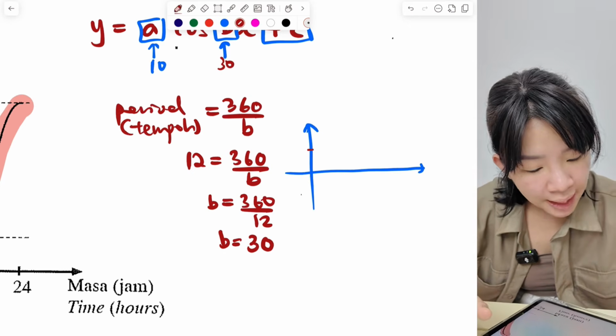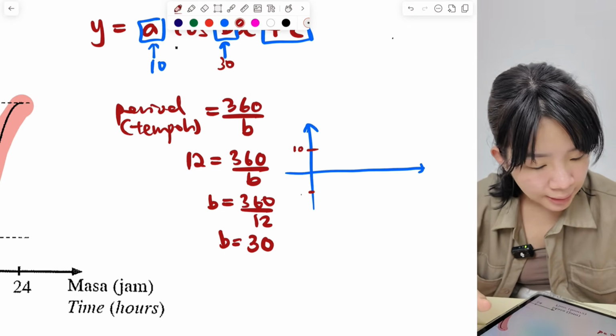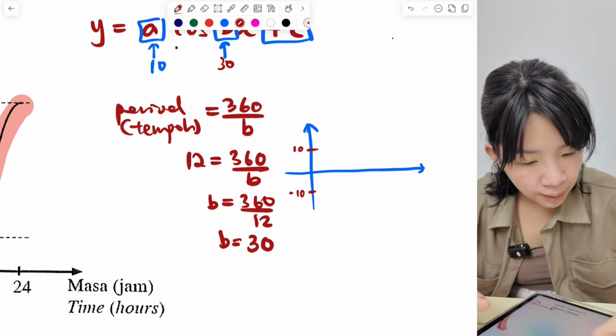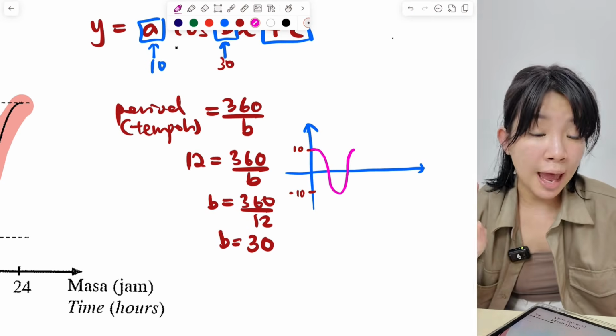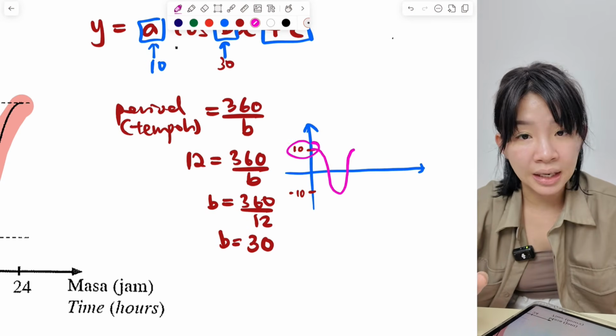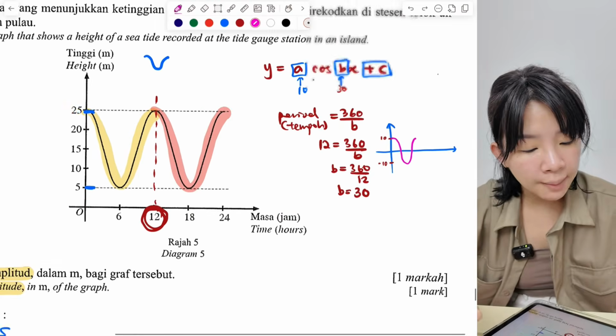So if the amplitude is 10, meaning it should start from 10, then the minimum will be negative 10. It will look like this: go up, down, then go up again. So when the amplitude is 10, it should start from 10. But now, let's see what number it starts from.